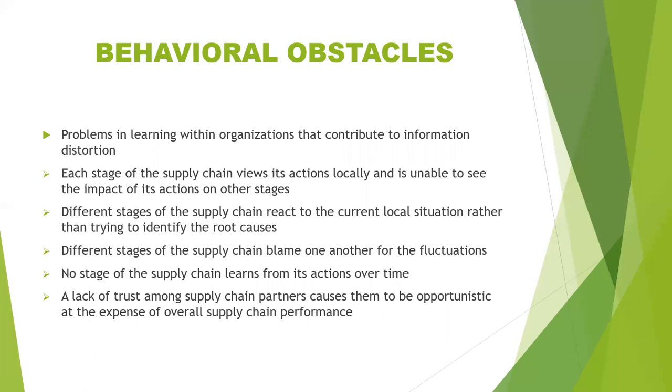Different stages of the supply chain react to the current local situation in a different manner, and they forget to identify the root causes. Different stages of the supply chain will blame one another for the fluctuations, and hence the root cause is not identified and the problem is not solved. No stage of the supply chain learns from its actions over time. Because of this, a lack of trust among the supply chain partners causes them to be opportunistic at the expense of overall supply chain performance.